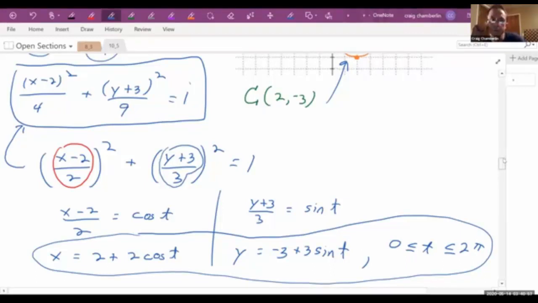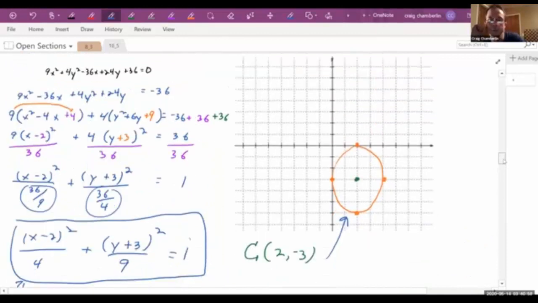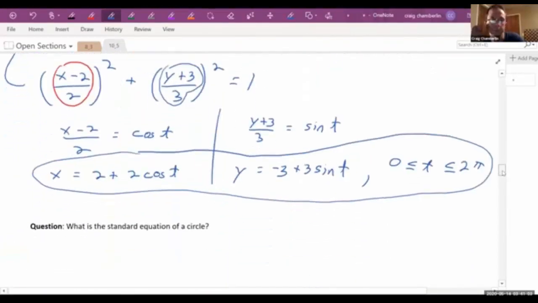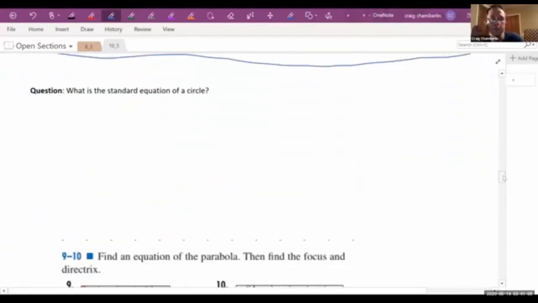Okay, any questions on all that? I don't think I'll do hyperbolas tonight. I'll save that for next time so you have a chance to ask another homework question or two. I will mention the standard equation of a circle because, hey, a circle is an ellipse, isn't it?